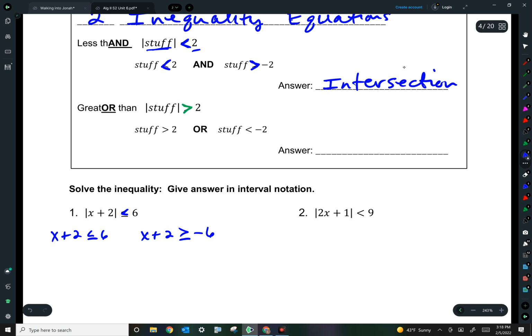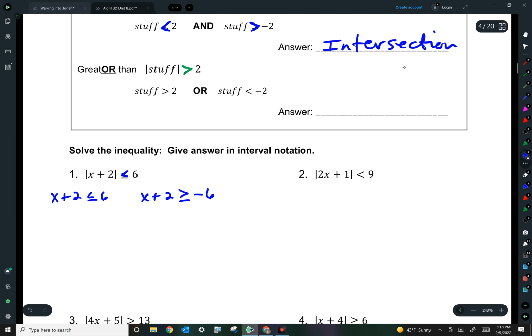So the only difference in this and what you did yesterday is that in one case you have the less than, in the other case you flip it and you have the greater than. So we still solve each one separately. If I subtract 2, I'm going to have x is less than or equal to 4. On this one, if I subtract 2, I'm going to have x is greater than or equal to negative 8.